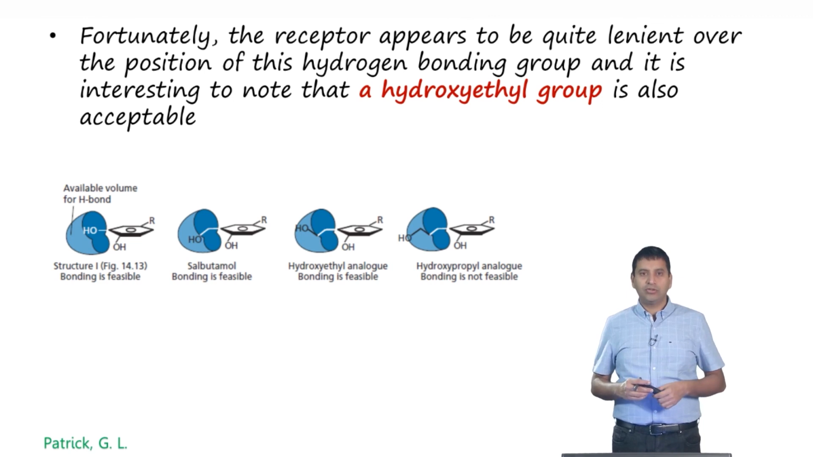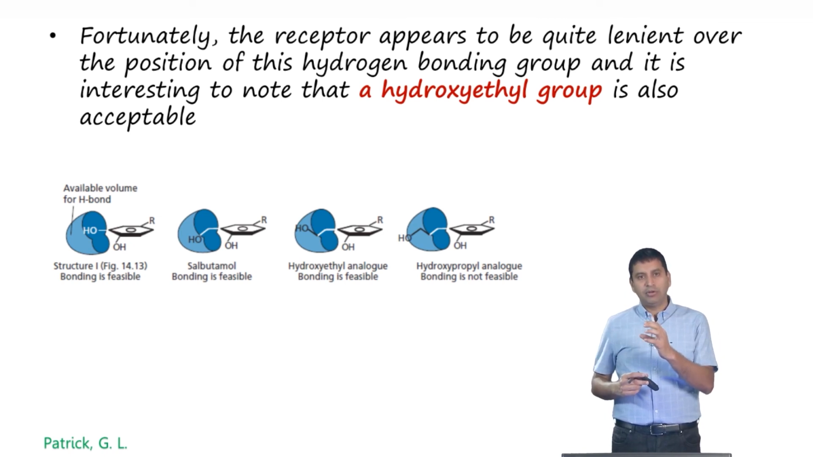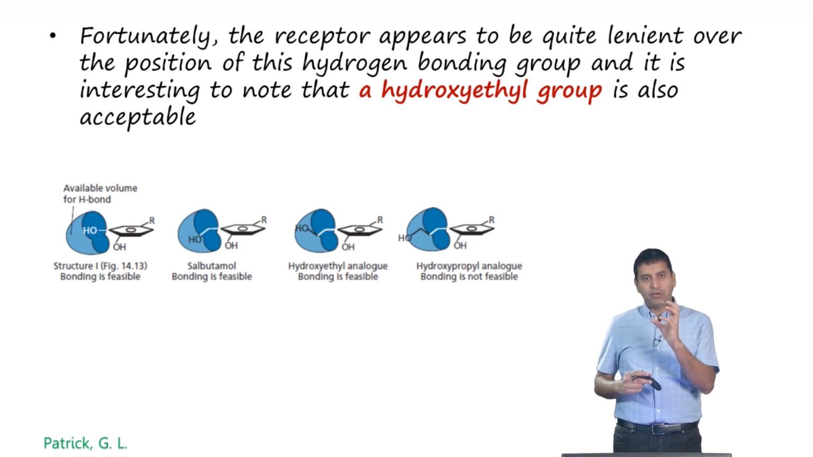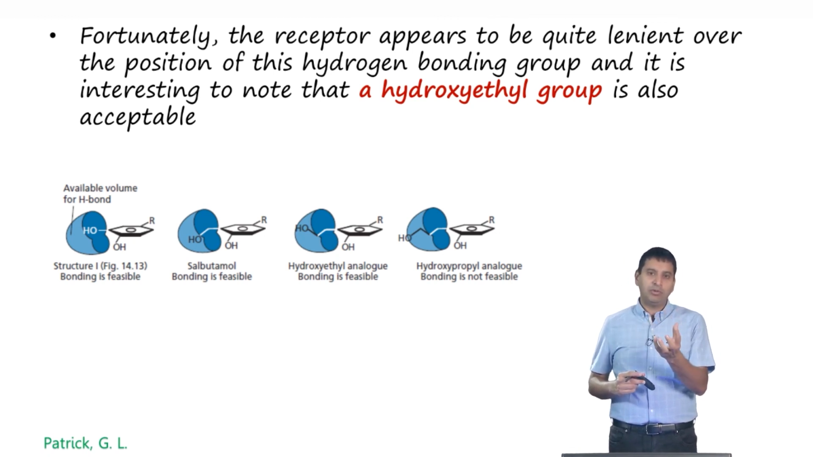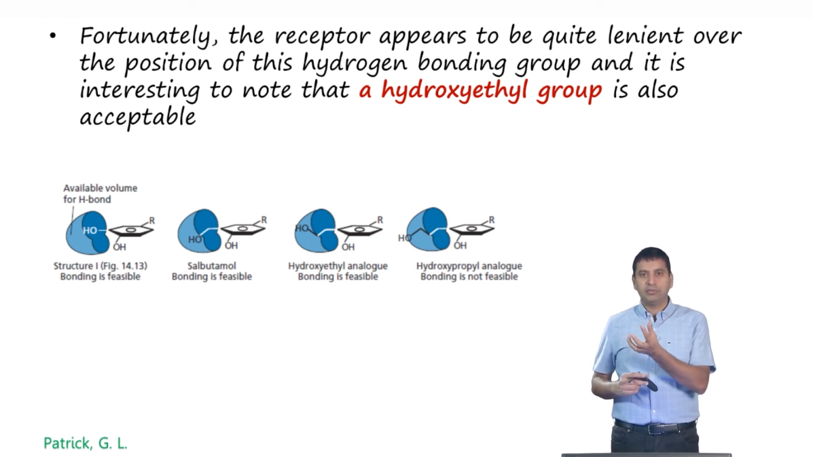In the cartoon shown here, you can see that the initial OH group has a very nice hydrogen bonding interaction, and there is some volume available for hydrogen bonding. By changing the OH to a CH2OH in salbutamol, we are still perhaps accessing this volume, and therefore we are able to have some level of hydrogen bonding. But when you go one more carbon, which is the hydroxyethyl analog, bonding is also feasible.